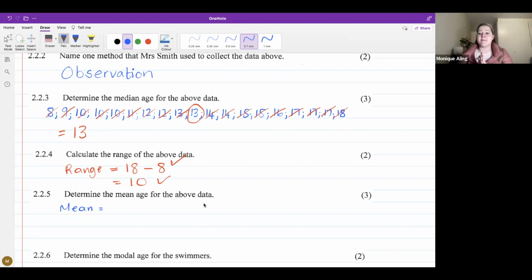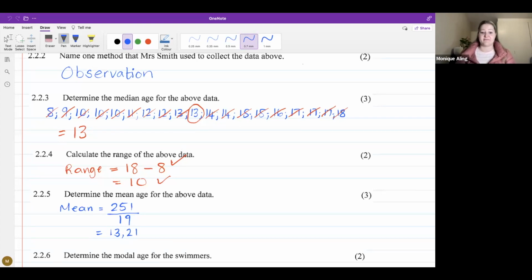Okay, if we add all our numbers up, what do we get? If we say 8 plus 9 plus 10, etc., what do we get as our total? Good. We get a total of 251. We then divide by the number of values we have. We have 19 numbers, so I divide by 19. And that gives us an answer of 13,21. We don't round off to a whole number unless they ask us to.